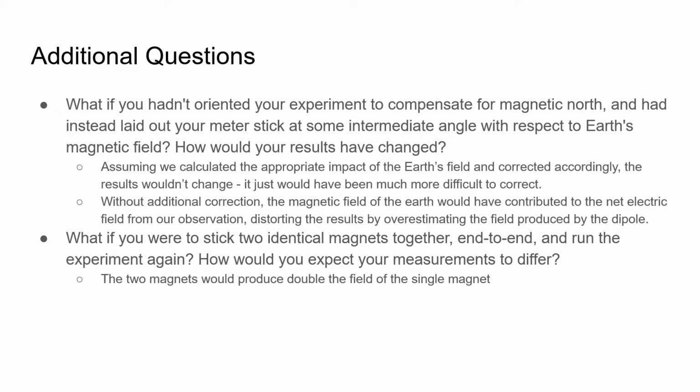But without additional correction, the magnetic field of the Earth would have contributed to the net magnetic field from our observation, which would have distorted our results by overestimating the field produced by the dipole.